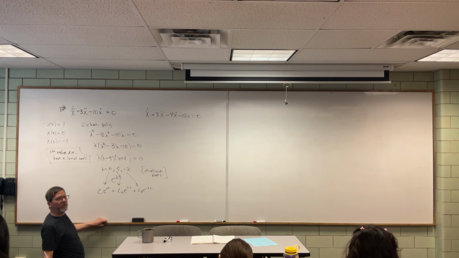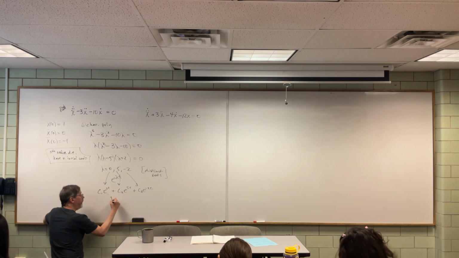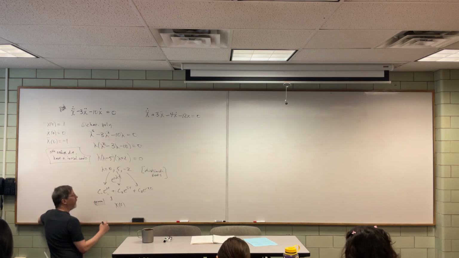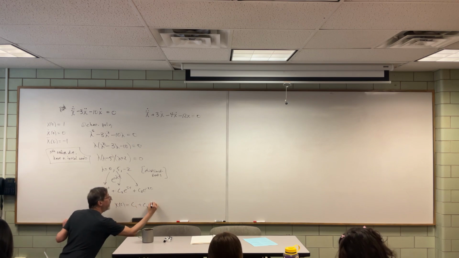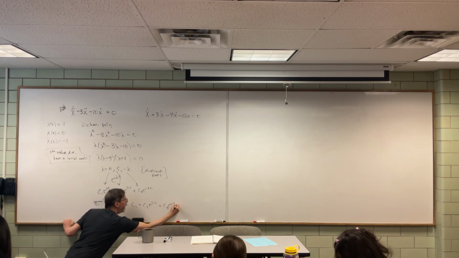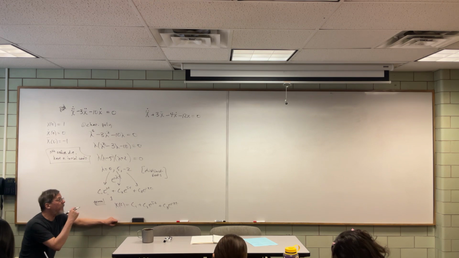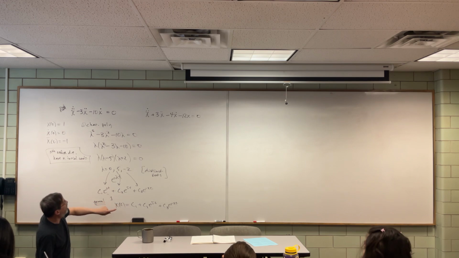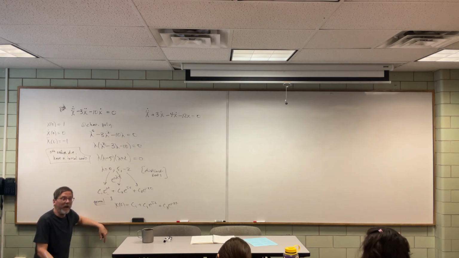What's e to the 0t? 1. So this is just a constant. So I'm going to simplify this because this is 1. My general solution is x of t equals c1, a constant just by itself, plus c2 e to the 5t plus c3 e to the negative 2t. So no matter what c1, c2, and c3 are, if I take the third derivative minus the second derivative minus 10 times the first derivative, whatever, if I do that to it, it gets 0. It all cancels out.